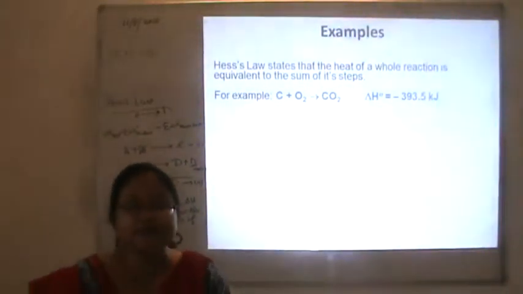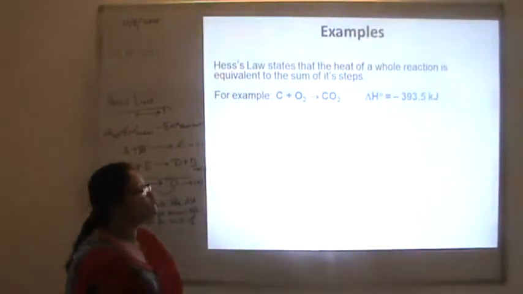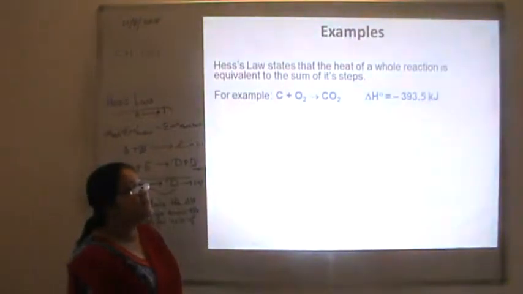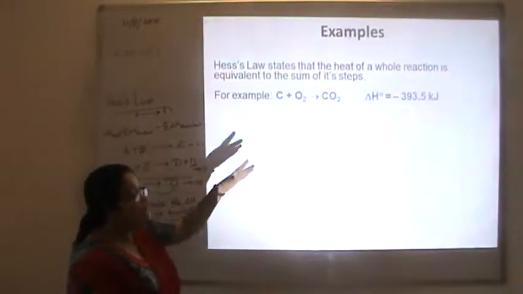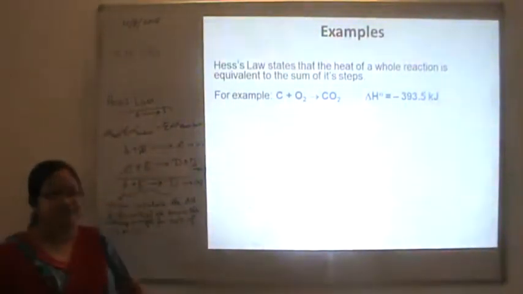We can calculate when carbon reacts with oxygen to form carbon dioxide, the enthalpy change is minus 393.5 kJ. How can we calculate this? By this procedure, we can calculate this.